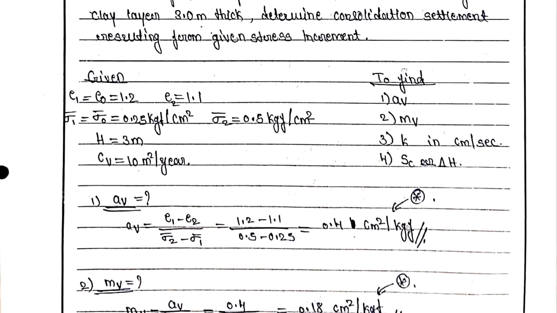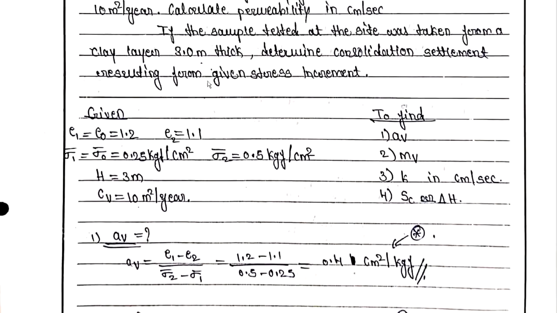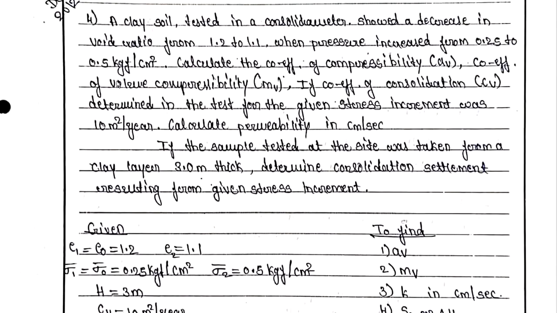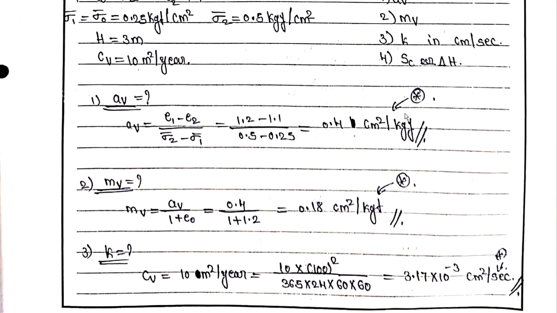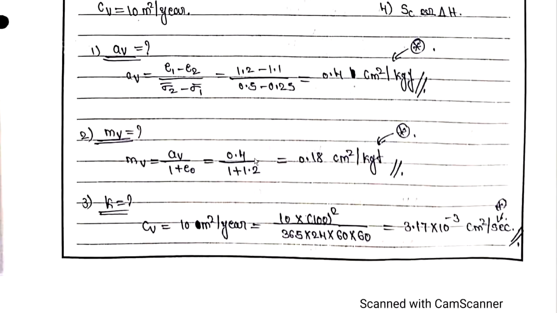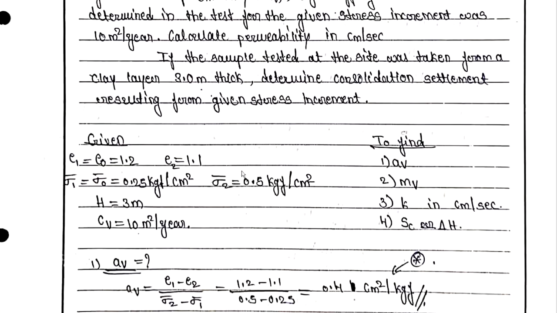Yep, the unit is very important over here. All the units are in kgf and centimeter, so directly I can write centimeter square per kgf. H is in meter, we have not used H over here. Next one is the coefficient of volume change or coefficient of volume compressibility.